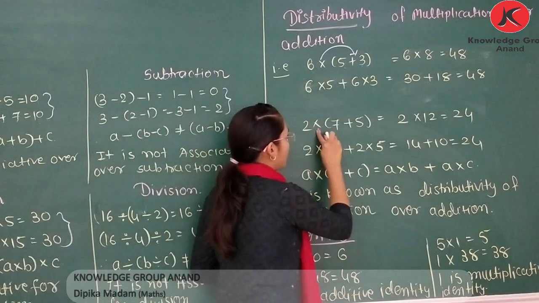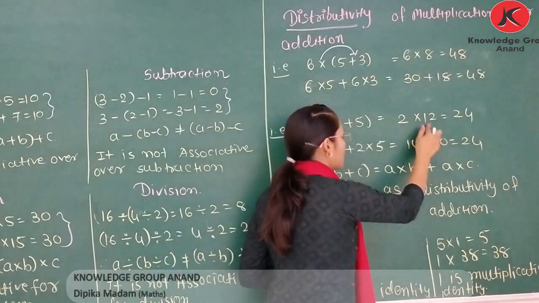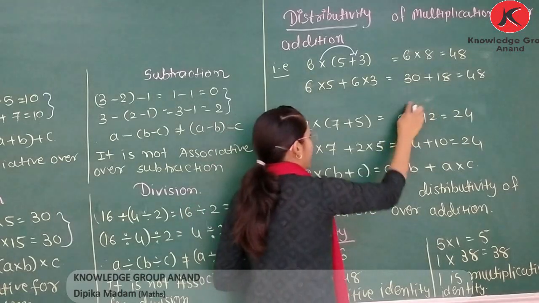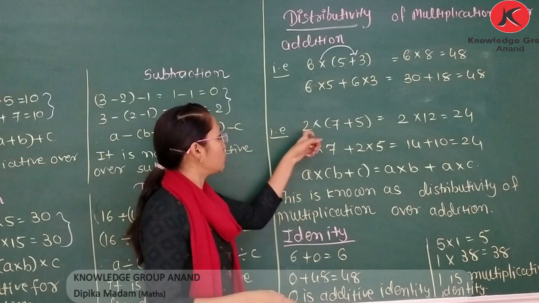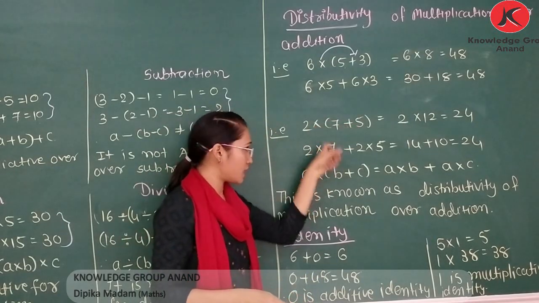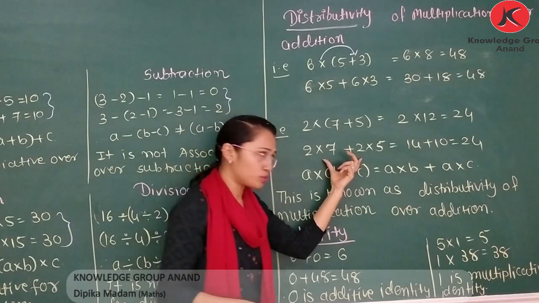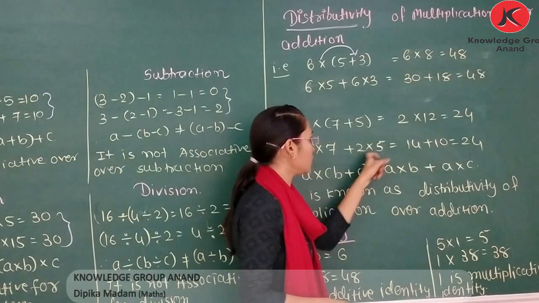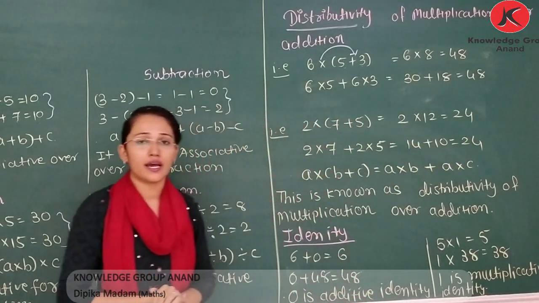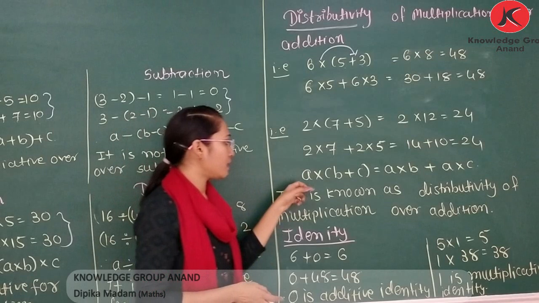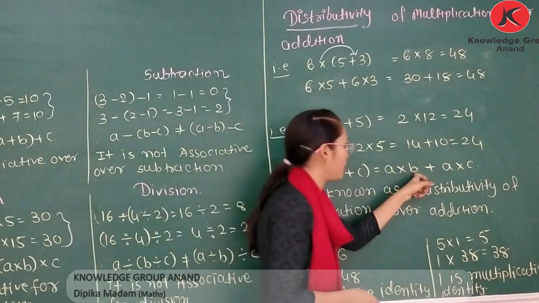One more example. 2 is multiplied with (7 plus 5). First we will solve the bracket. 7 plus 5 is 12. And we will multiply by 2. 12 twos are 24. Next, 2 is multiplied with 7 first, and after that 2 is multiplied with 5. Addition of both multiplications: 7 twos are 14, 2 fives are 10. 14 plus 10 is 24. Both answers are the same.